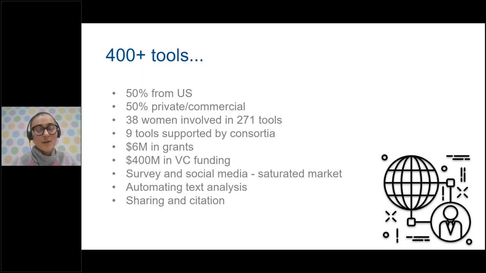In grants, the highest volume received, at least from the information we've been able to find, is 6 million. In VC funding it is 400 million, and I'm sure you noticed it was for Qualtrics. In terms of the markets which are saturated, so where there are plenty of tools, are survey and social media, although I would not be surprised if there are innovations coming from academia in those spaces, and especially I've already seen some in the survey space. And the area that we are exploring currently is text mining, and a big challenge is sharing and citation, but solvable.